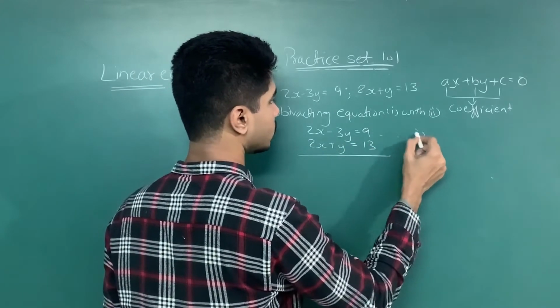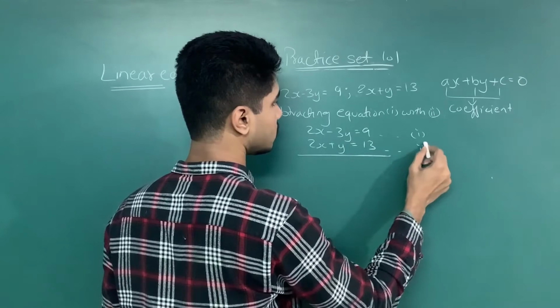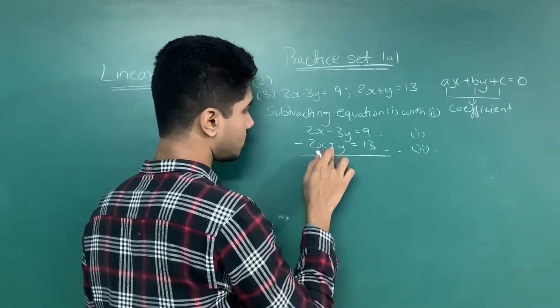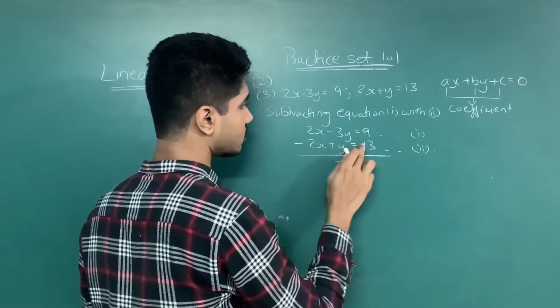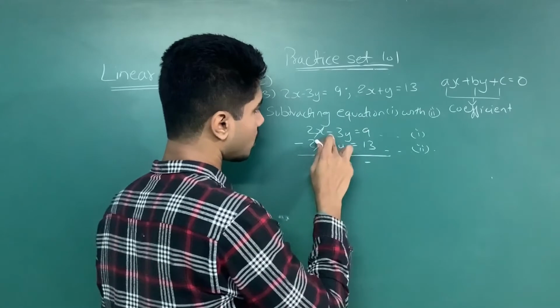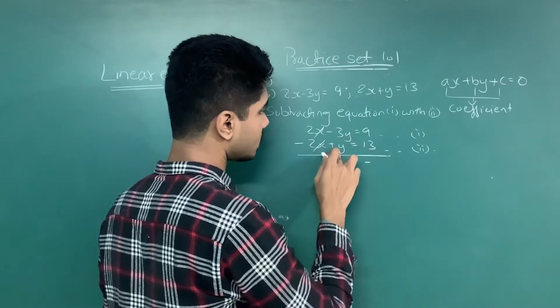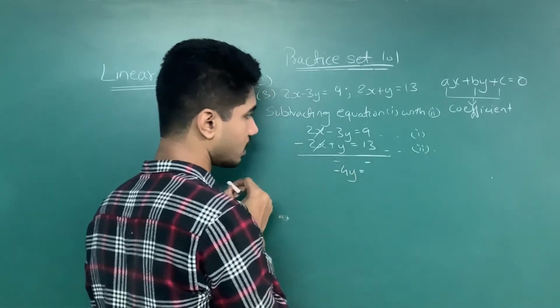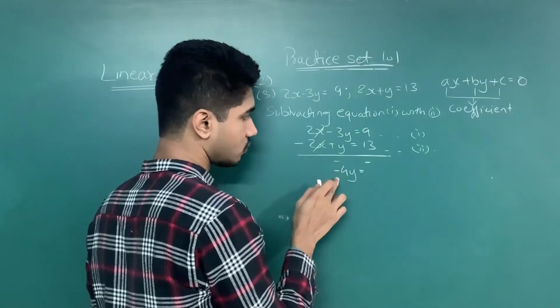This becomes your equation 1 and this becomes your equation 2. So अब जब ये subtract करोगे, so the minus plus will change to minus and this minus plus will change to minus. So फिर 2x और 2x cancel होता है. Minus 3y and minus y is 4y. The sign will be of the bigger number, that is minus. So you get minus 4y.